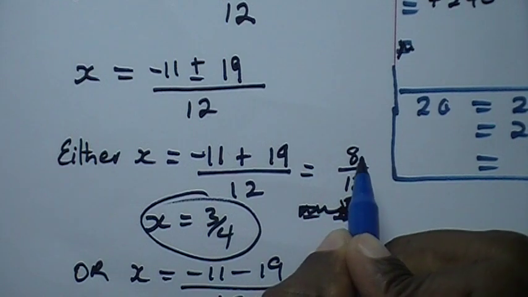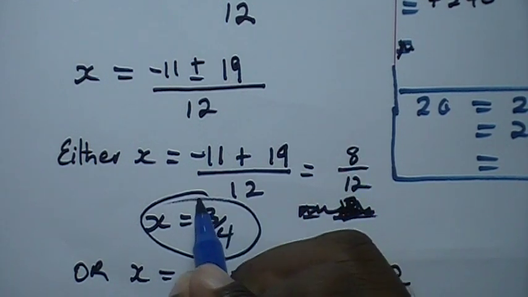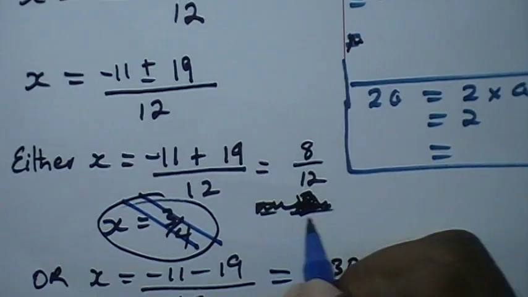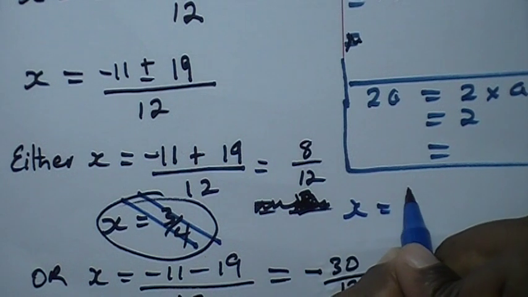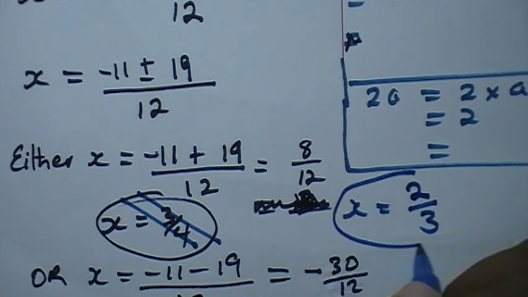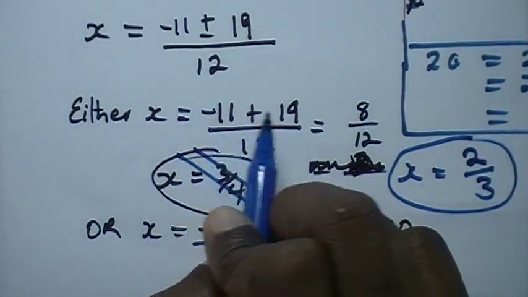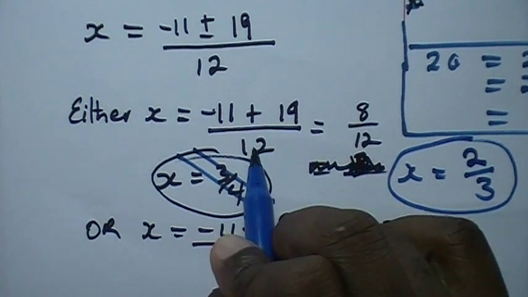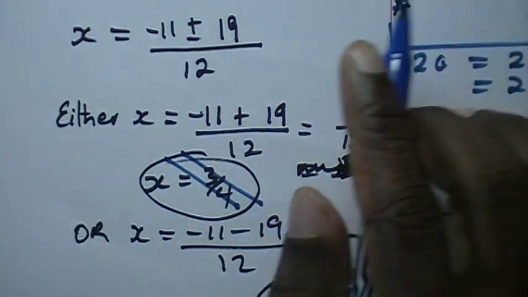Now, simplifying this portion, the highest common factor there is 4. 4 into 8 goes 2 times, and 4 into 12 goes 3 times. Okay, so we find the sum of the two numbers on top, which gives us 8 over 12. And the final solution for that part is 2 over 3.